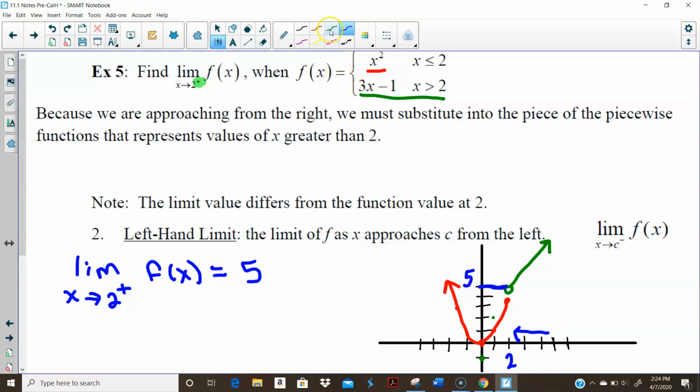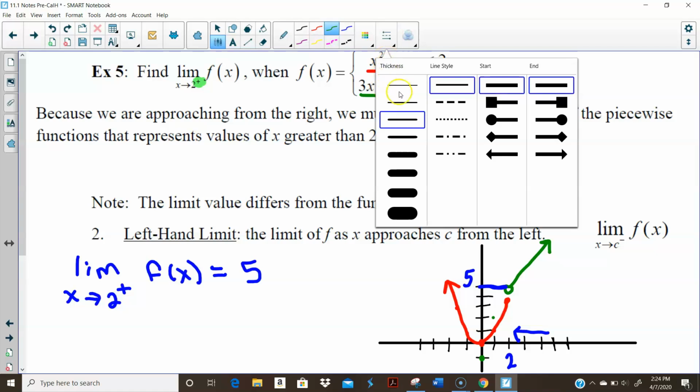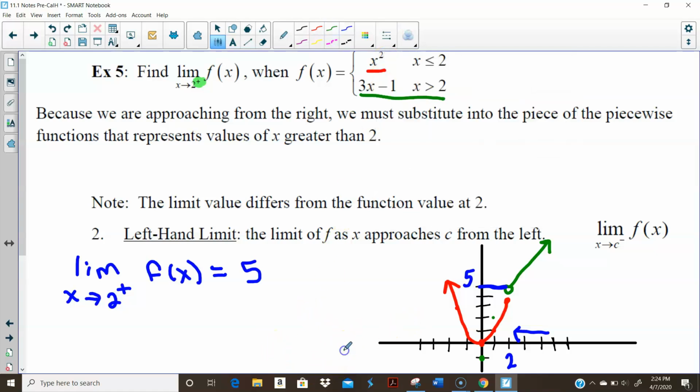Now there's one other way that I can do this, and that's by using substitution. If you want to use substitution, you have to pick the piece that is on the right side of 2, or upper bound. So we are going to have to use the linear function if I'm going to use substitution. So the limit as x approaches 2 from the right of f of x is going to be 3, and in place of x, I'm going to put 2, so 6 subtract 1 equals 5. So the important thing is that you use the correct piece to plug in if you're going to use direct substitution in order to solve this problem.